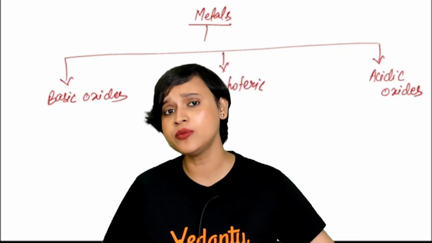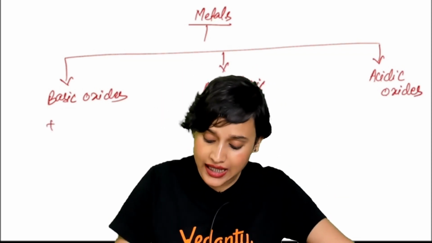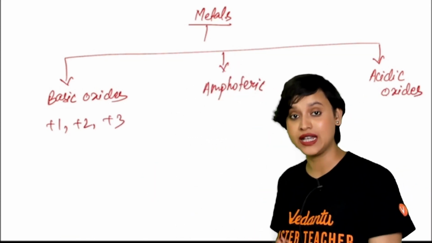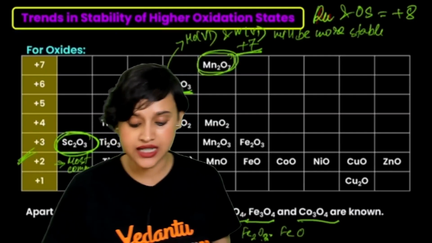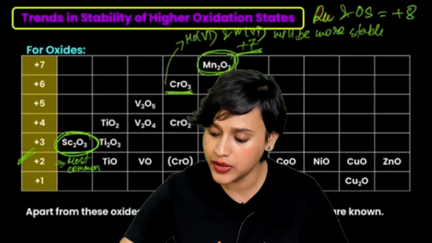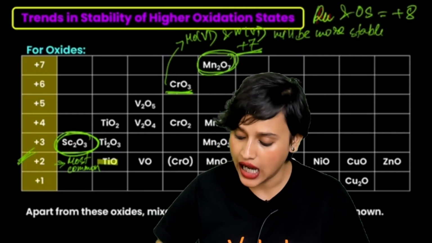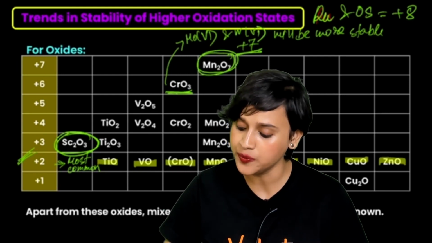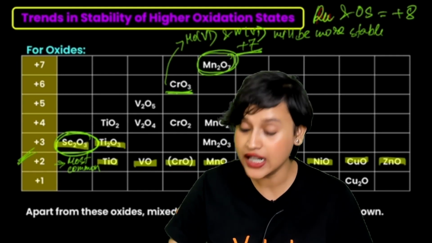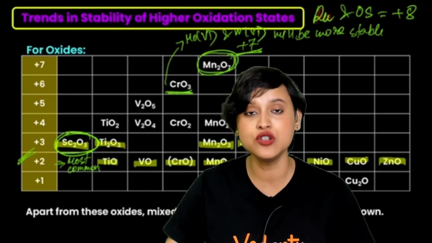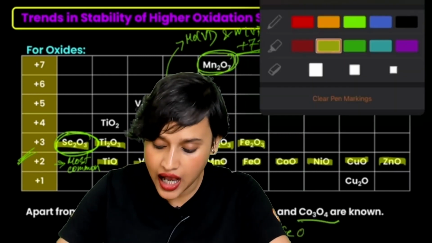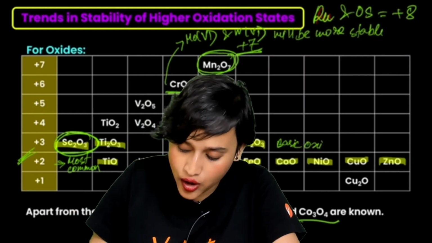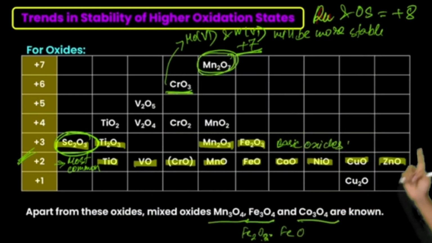So who all can show basic oxides? When the metal is in +1 or +2 or +3 oxidation state, that's when they show basic oxides. So if you look at all of these, everybody, check it out: TiO, VO, CrO, MnO, FeO, CoO, NiO, CuO, ZnO, Ti2O3, Sc2O3, Mn2O3, Fe2O3. These are all basic oxides, everybody.